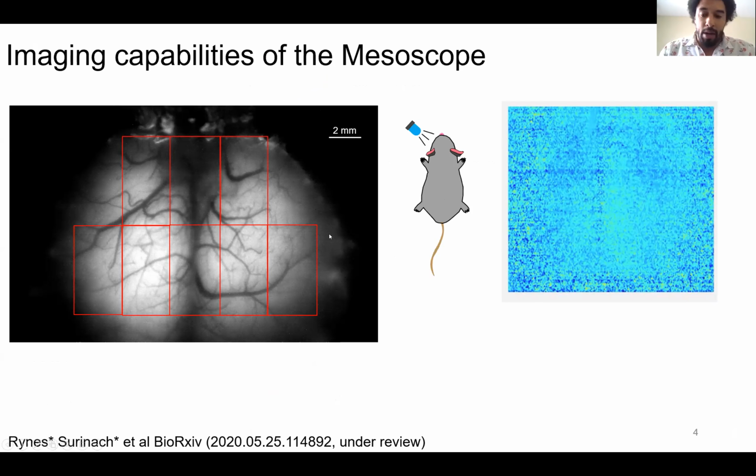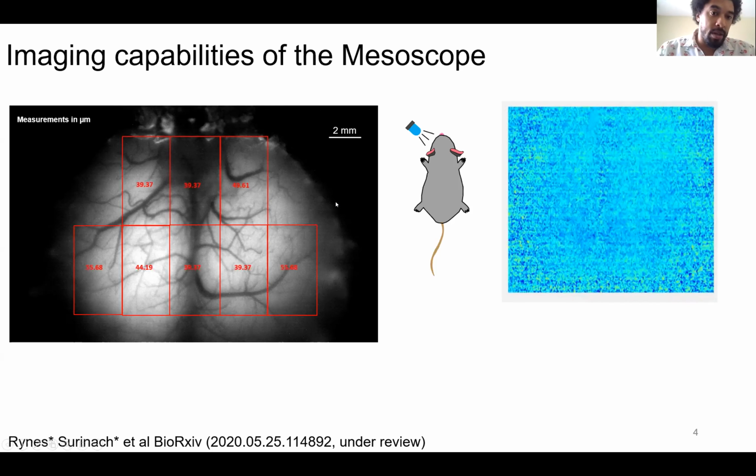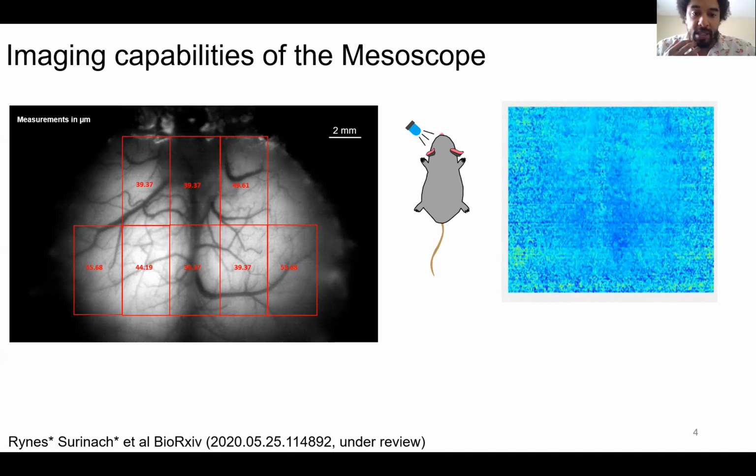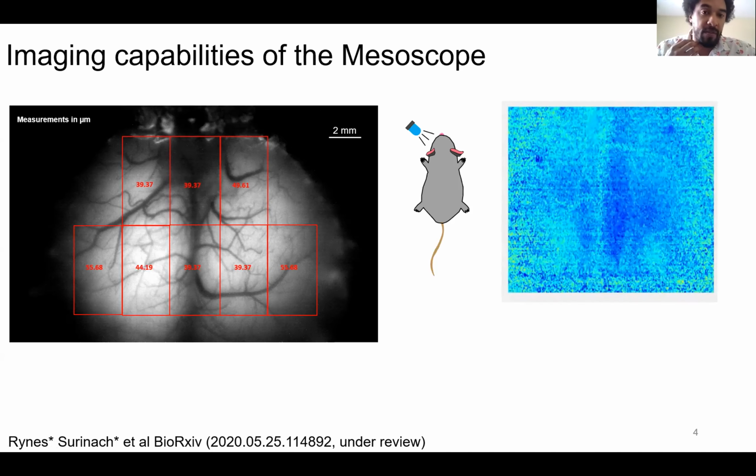First, I'd just like to point out that there are many fine details you can view. This is shown in a mouse expressing a Thy1 GCaMP transgenic, a genetically encoded calcium indicator, in its cortex. And then we moved a resolution test target around 8 fields of view that represent what we see when we implant it on a mouse, and found that the resolution ranges from around 39 to 56 micrometers, which is very sufficient for mesoscale imaging.